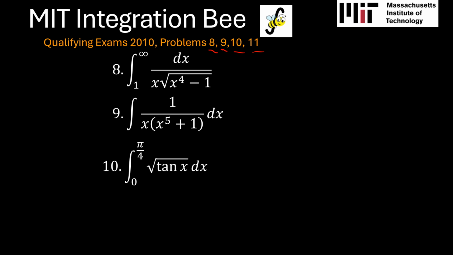And problem 10 is the integral from x equals 0 to pi over 4 of the square root of tan x. And problem 11 is the definite integral from x equals 0 to x equals 1 of the natural logarithm of 1 plus x all over 1 plus x squared. So these are very interesting problems. Let's go and look at them one at a time.